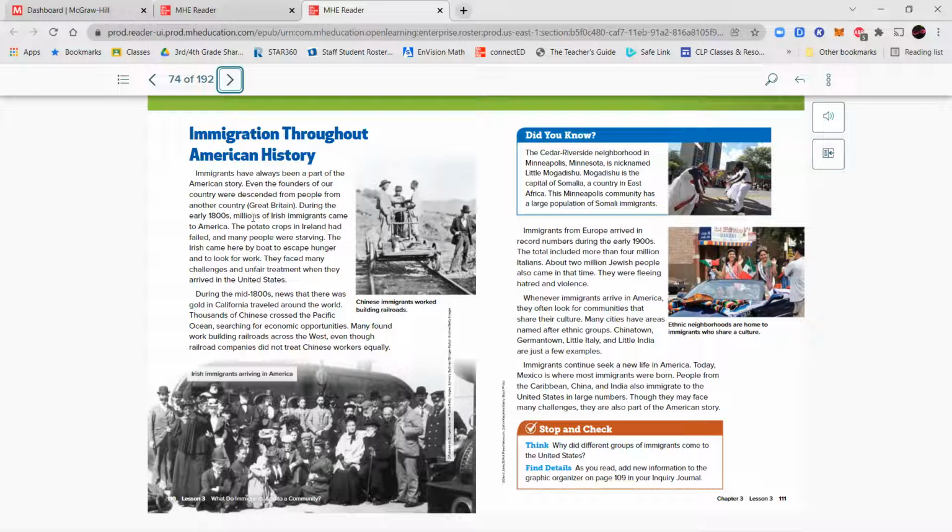Today, Mexico is where most immigrants were born. People from the Caribbean, China, and India also immigrate to the United States in large numbers. Though they may face many challenges, they are also a part of American history.